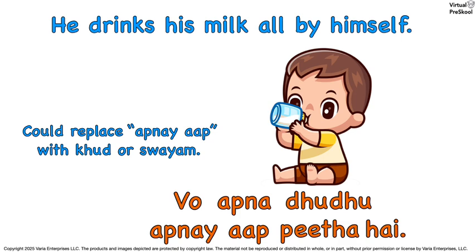But because it's a little baby, somehow to me, वो अपना दूध अपने आप पीता है sounds really cute. Also, because remember, अपने आप emphasizes that he's doing it independently, which is a big deal for a baby to be able to do. So that's why अपने आप is just more appropriate in this use case, because we're emphasizing that he can do it all by himself. वो अपने आप दूध पीता है.